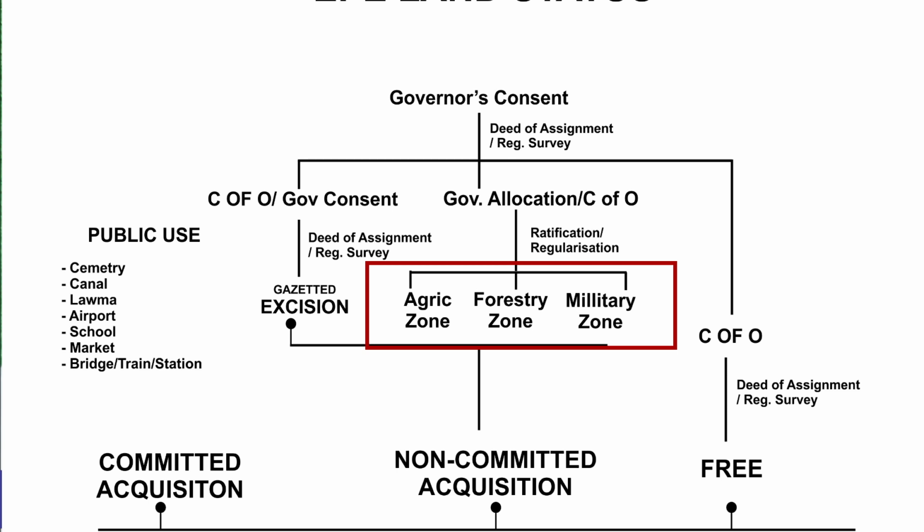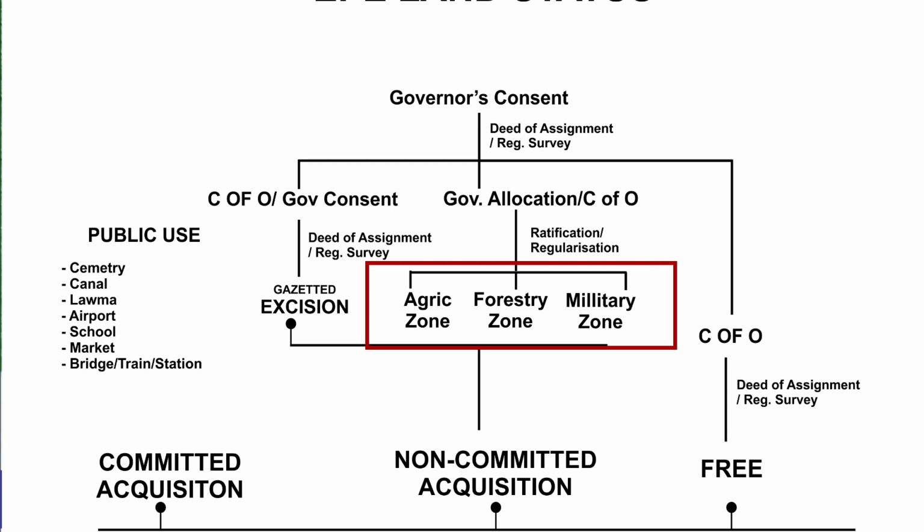All right. So then, getting out of the non-committed acquisition, at the top for gazette we have CFO/governor's consent. Then from the zones we have ratification/regularization. Then we have government allocation/CFO. Then for free we have CFO. Then at the apex of everybody we have the governor's consent. All right, is it understood? Should I explain?